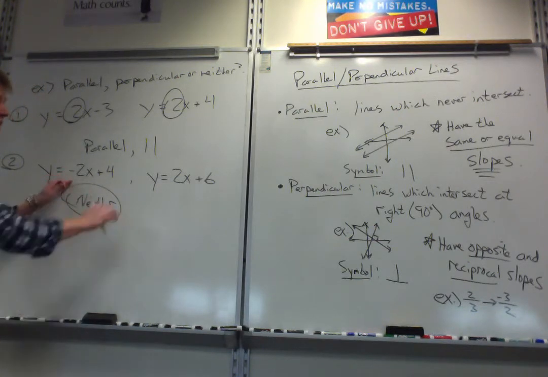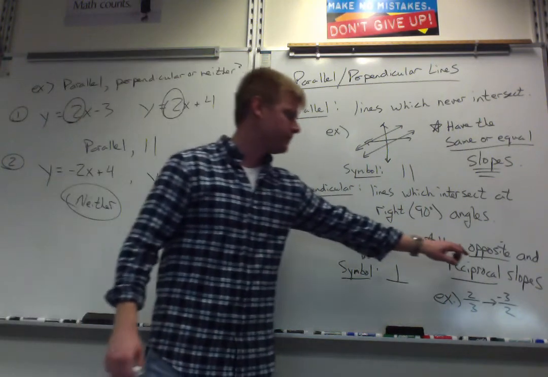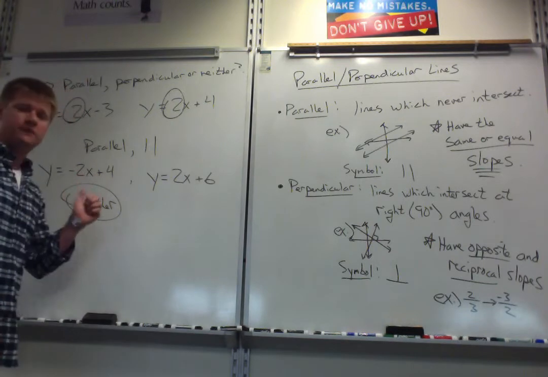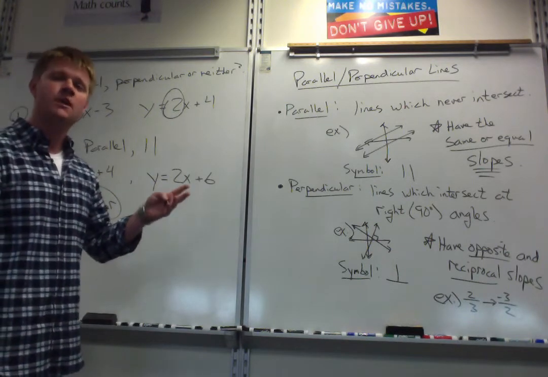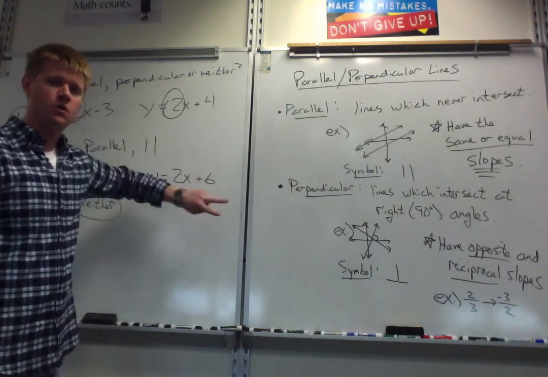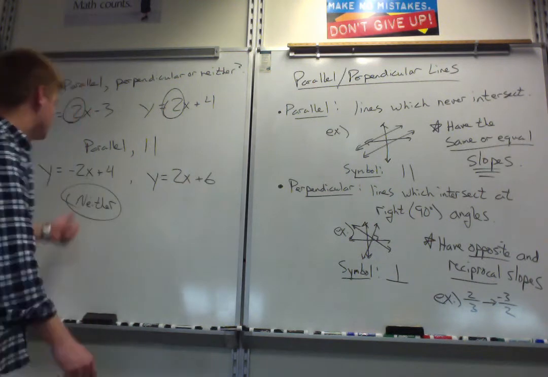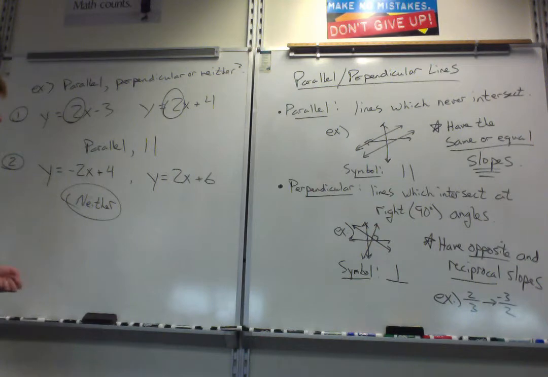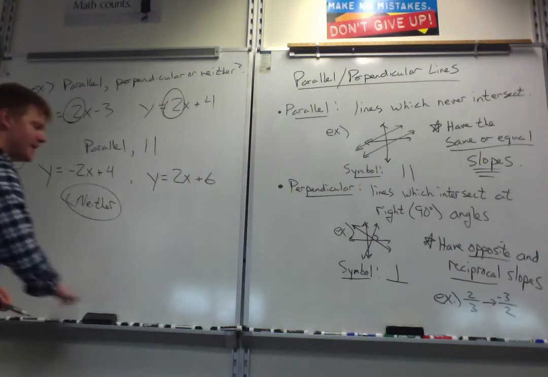So yes, we get the opposite sign rule. However, they must also be reciprocals. The reciprocal of 2, think of it as a fraction. 2 over 1 would flip to 1/2. If the numbers are the same, that means they are not reciprocals of one another. So again, to be perpendicular, both parts must be true. Okay. Next.